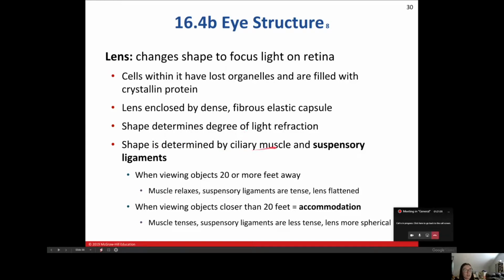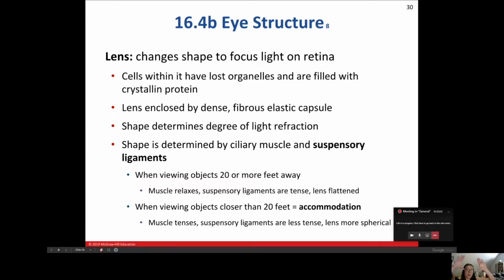The shape is determined by the ciliary muscle, right, which is part of that vascular tunic, and the suspensory ligaments. And those are the ligaments that attach the lens to the ciliary muscle. So when viewing objects that are far away, 20 or more feet away, the ciliary muscles relax. The suspensory ligaments then tense up, and it's going to flatten out the lens. It kind of pulls the lens flat.